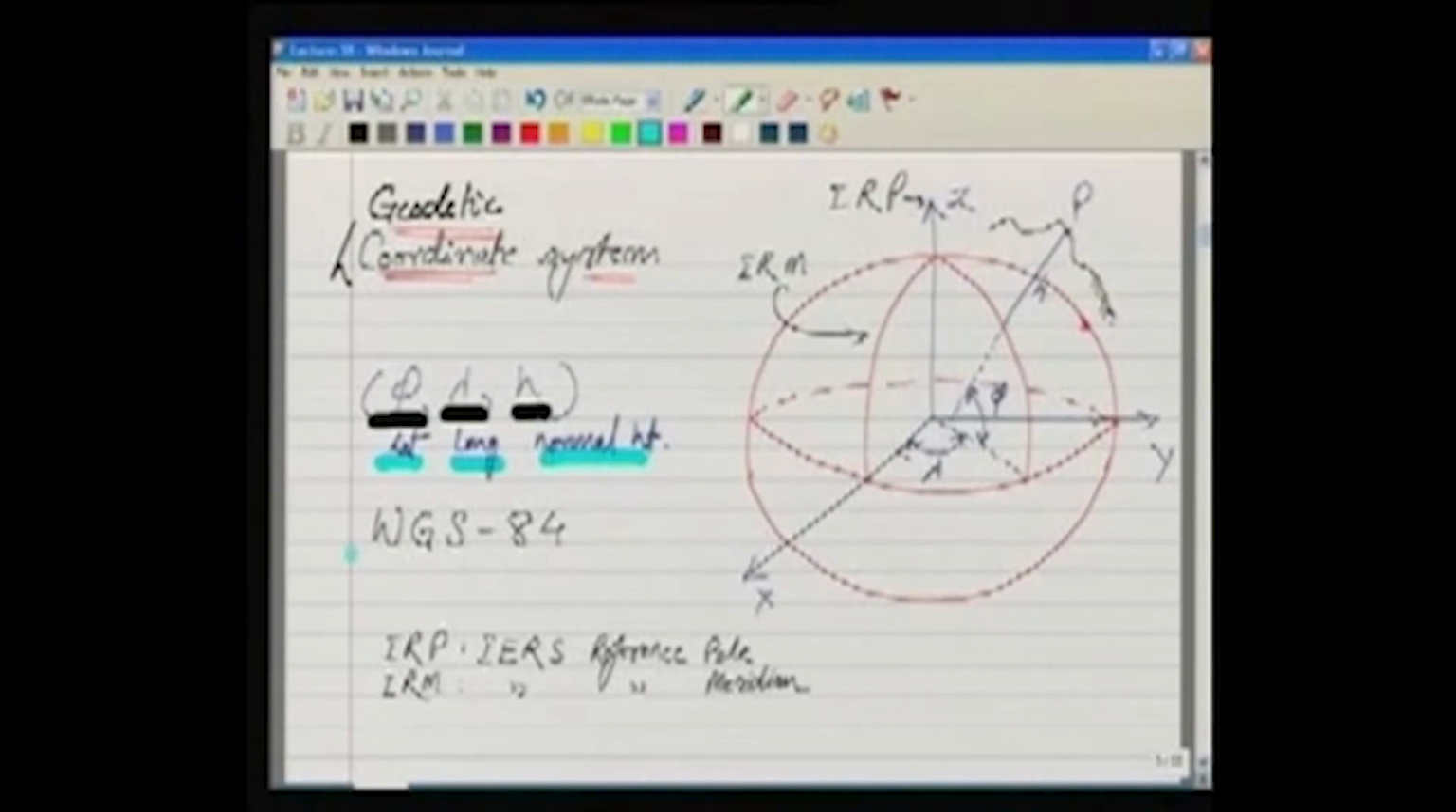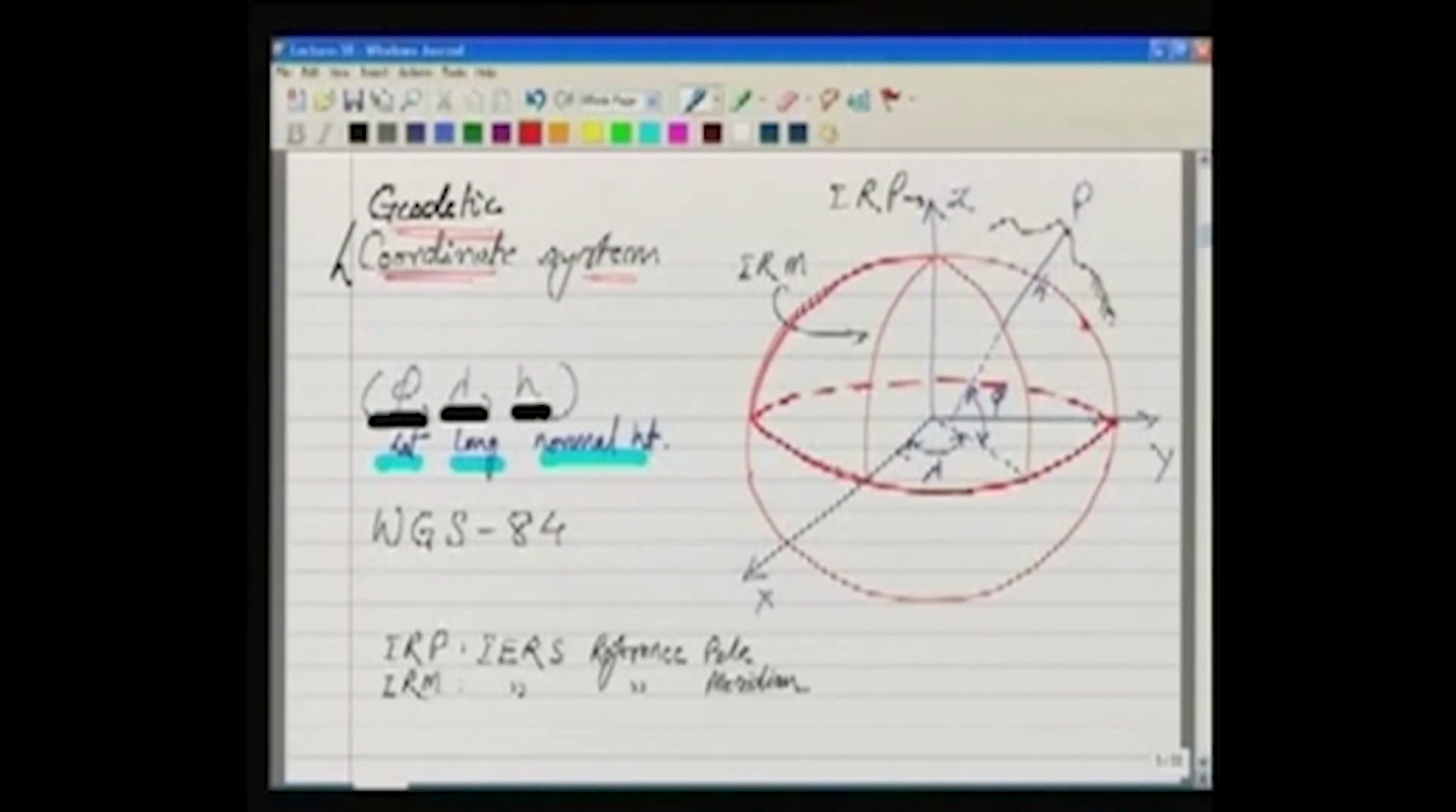What is this? Let us define here now in the figure. So on this reference ellipsoid, this is the reference ellipsoid and that is the equatorial plane. That is the equatorial plane of the reference ellipsoid, and that is the other side, that is why shown by dots.